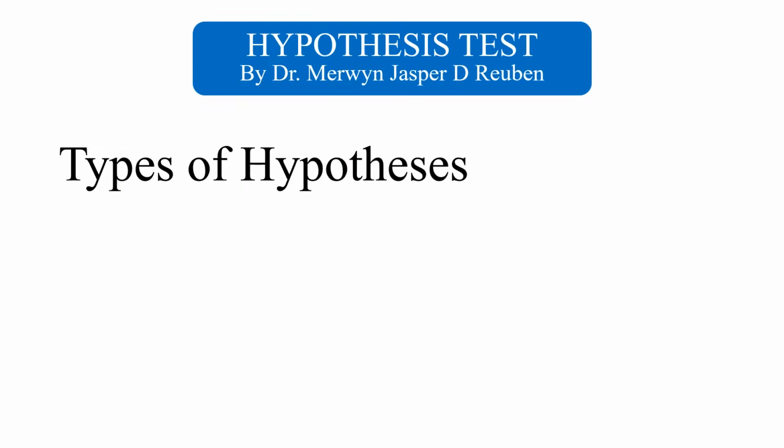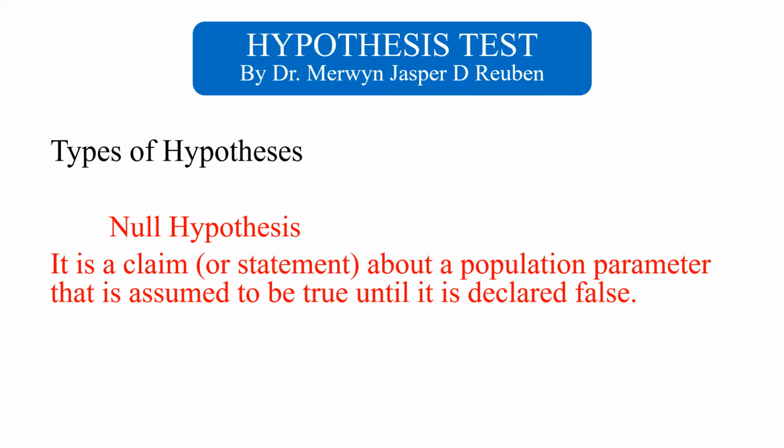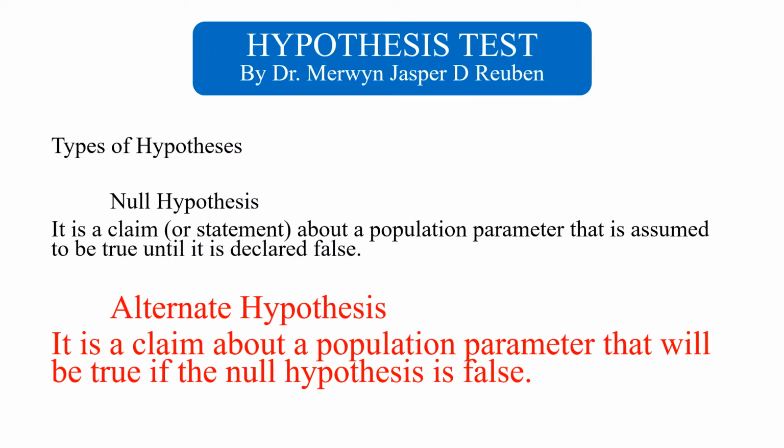So what are the types of hypothesis? Null hypothesis. It is a claim or statement about a population parameter that is assumed to be true until it is declared false. Alternate hypothesis. It is a claim about a population parameter that will be true if the null hypothesis is false.